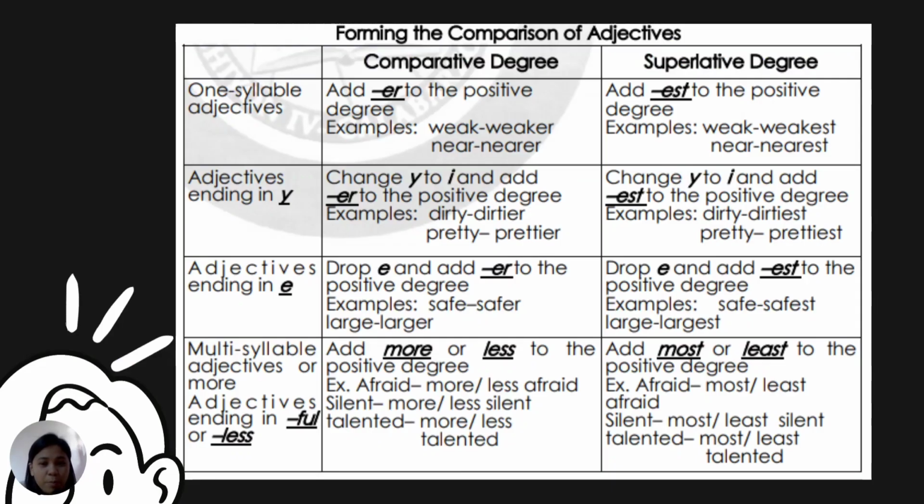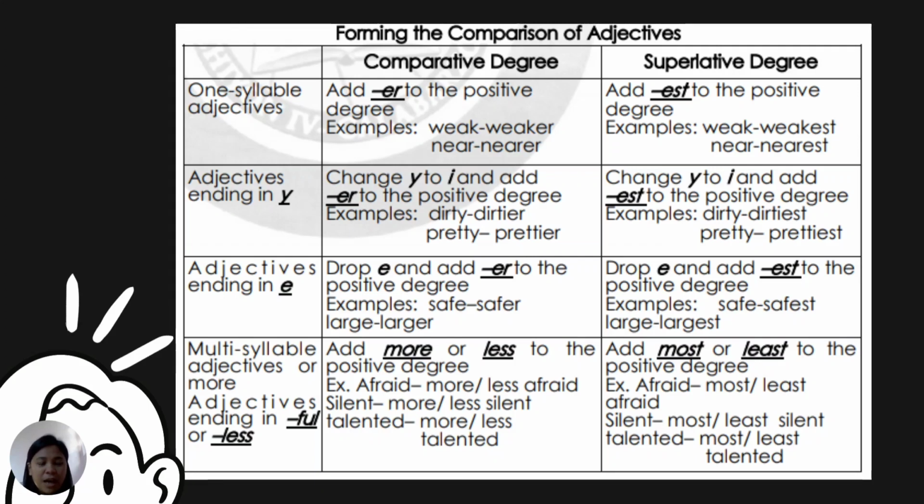How do we form comparison of adjectives? If we have one-syllable adjectives in a comparative degree, add ER to the positive degree. Examples: weak, weaker, near, nearer. But if we have one-syllable adjectives in superlative degree, add EST to the positive degree. Examples: weak, weakest, near, nearest.